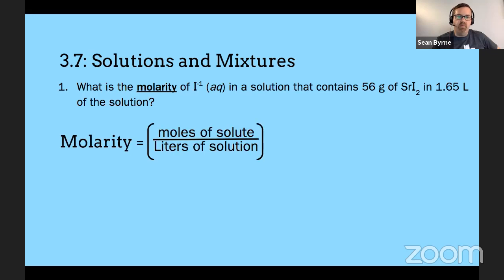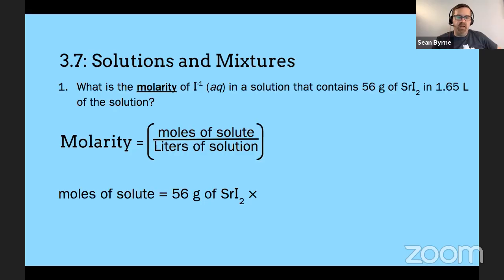So for problem number 1, we're going to remember that our equation is molarity is equal to moles of solute, right? So whatever is being dissolved in the liters of the overall solution. So it's not the liquid that's added, but it's the liters of solution. So you notice that this tells us that we have 1.65 liters of solution, right? It's not that we added 1.65 liters of water. We made sure that the final volume of the solution is 1.65 liters.